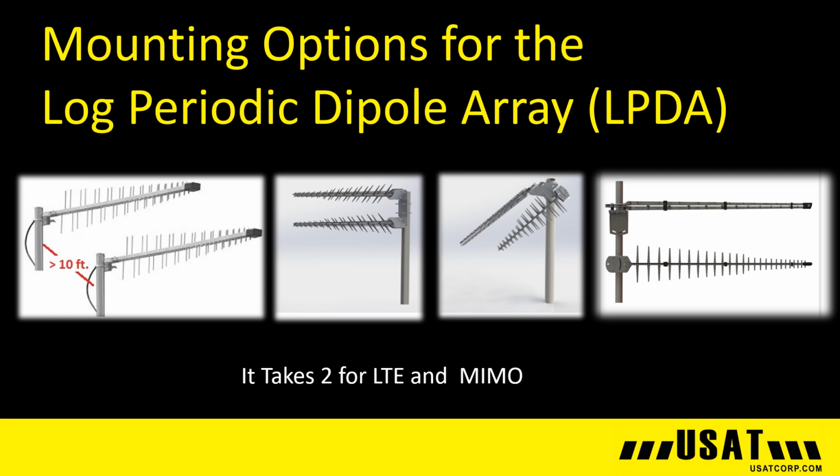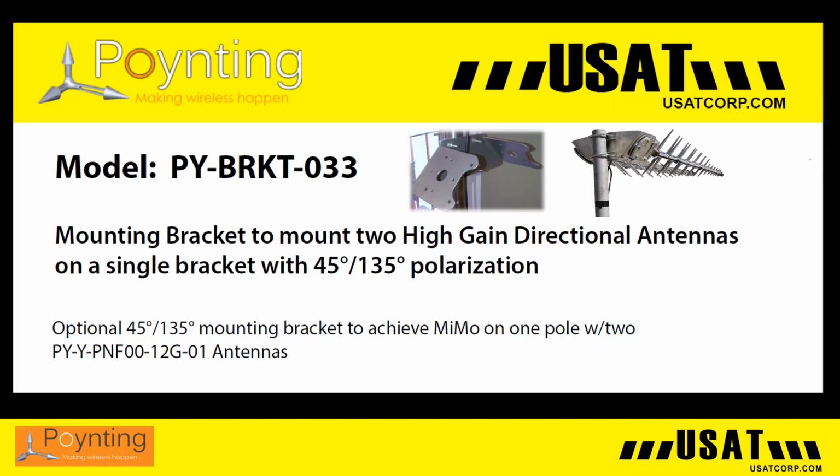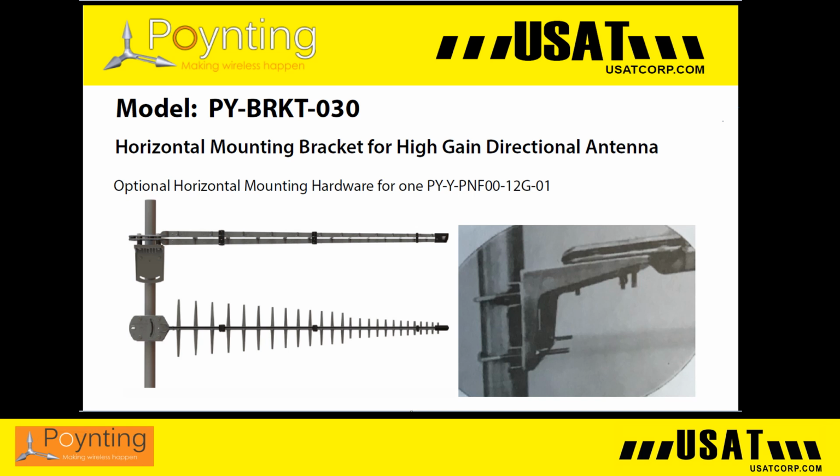There's also another bracket available that converts the LPDA to horizontal polarization. In cases where you still have one pole, but you have room to spread them out a little bit, you may want to consider that option as well. Here is a closer look at the model number of the cross-polarization bracket. And finally, a closer look at the model number of the horizontal mounting bracket. This converts the antenna polarization from vertical to horizontal.